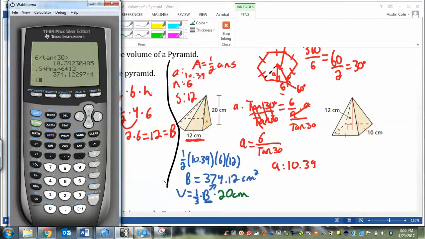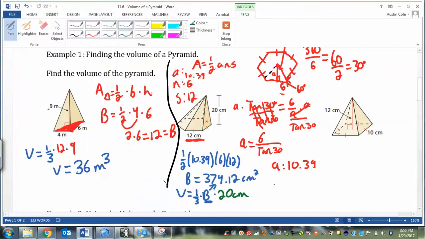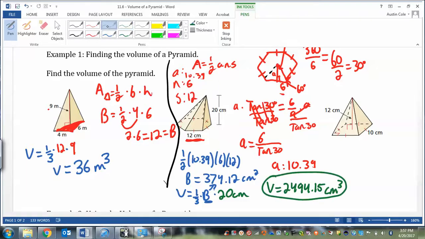1/3 is easiest if you just put parentheses around it. 1 divided by 3 times second answer, and then times by 20. Okay, so that gives us a volume for this pyramid of 2,494.15. So volume equals 2,494.15. And that'll give us centimeters cubed as a unit. Don't forget your cube. Don't forget your unit either, for that matter.